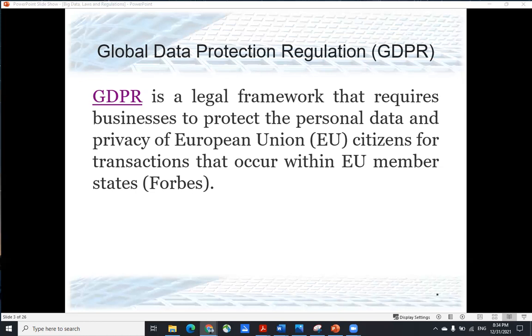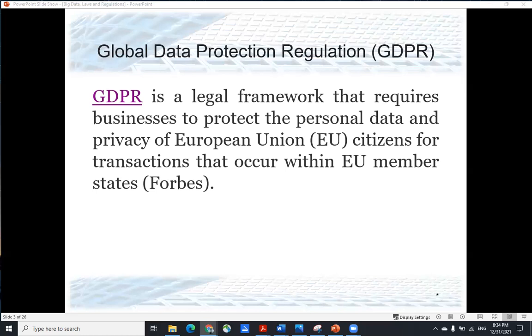This applies to transactions that happen within EU member states. So again, what is GDPR? It stands for Global Data Protection Regulation, and it replaced something called the Data Protection Directive. That directive was passed in 1995, and the GDPR was implemented in 2018. It was passed in 2016, and companies outside of the EU and in the EU were given 2 years to comply with the GDPR regulations.